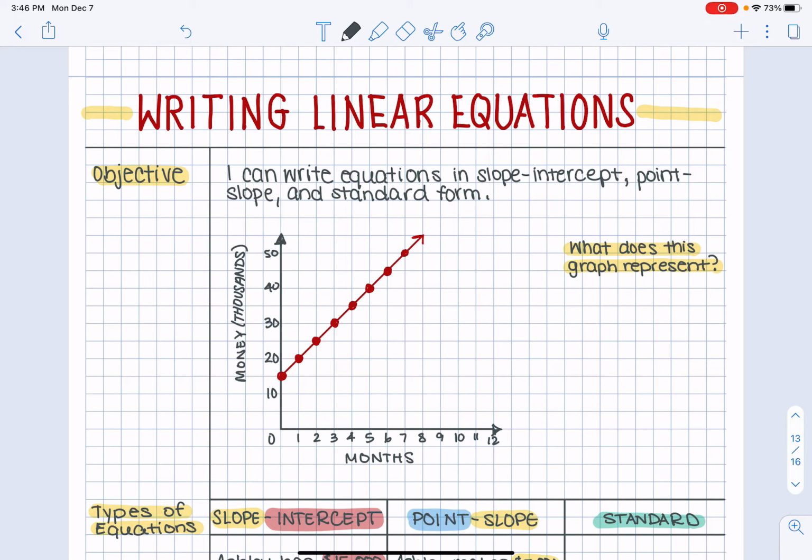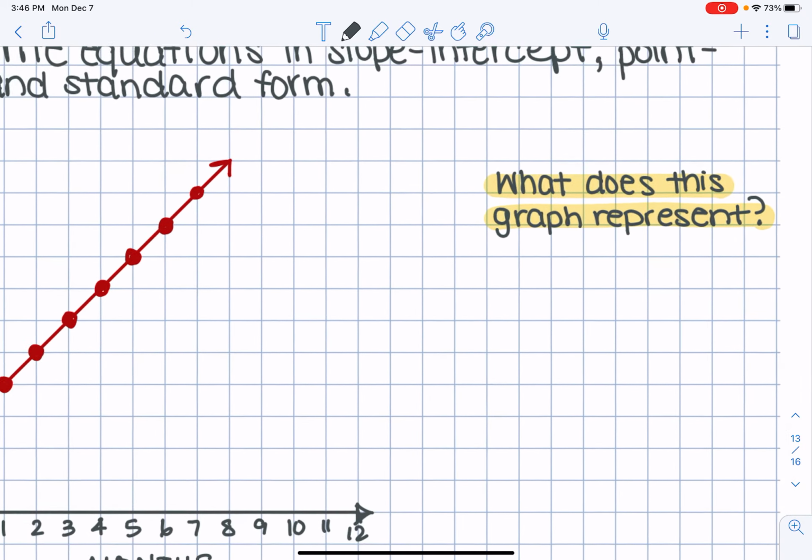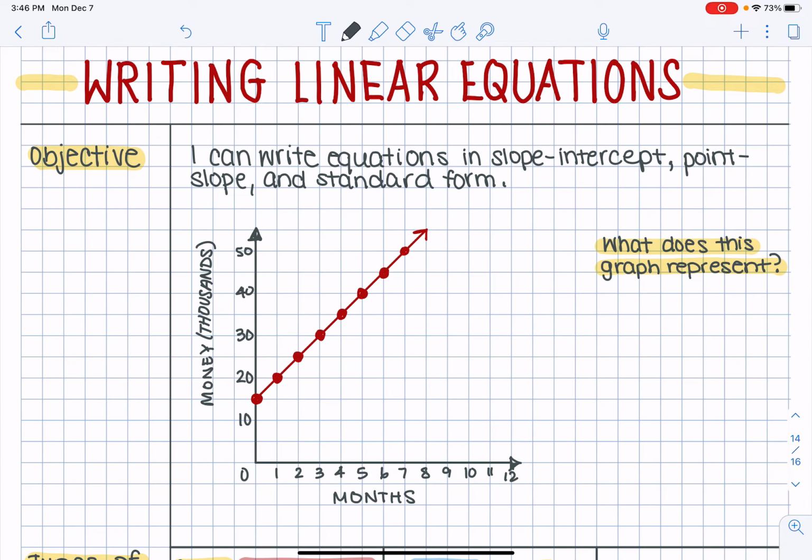When you are done, I want you to answer this highlighted question right here. What kind of a scenario is this graph representing? Could you come up with a story that is being shown here, or do you see the relationship? Describe that. So what does the graph represent?